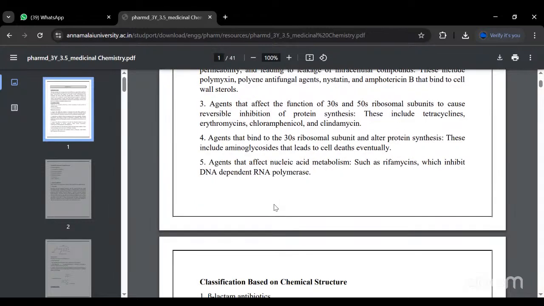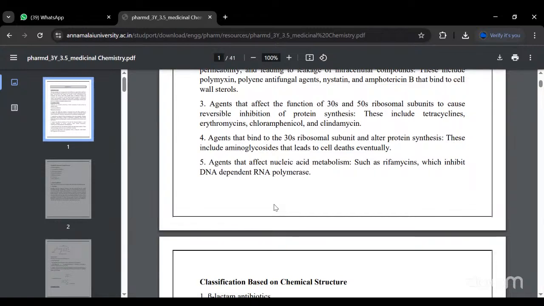The agents that bind to the 30S ribosome. Ribosomes have two subunits: 30S and 50S, or 40S and 60S. These ribosomal subunits are useful for protein synthesis. These include aminoglycosides, which lead to cell death eventually. The agents that affect nucleic acid metabolism.